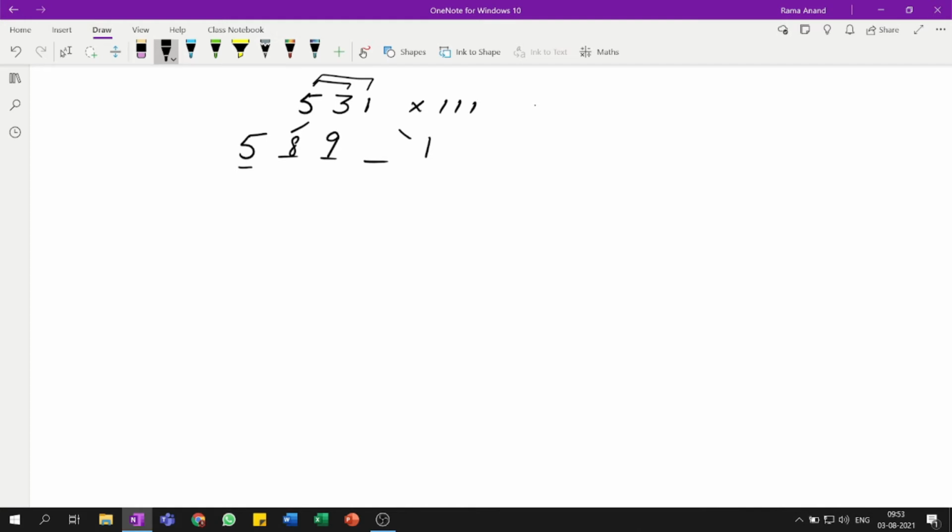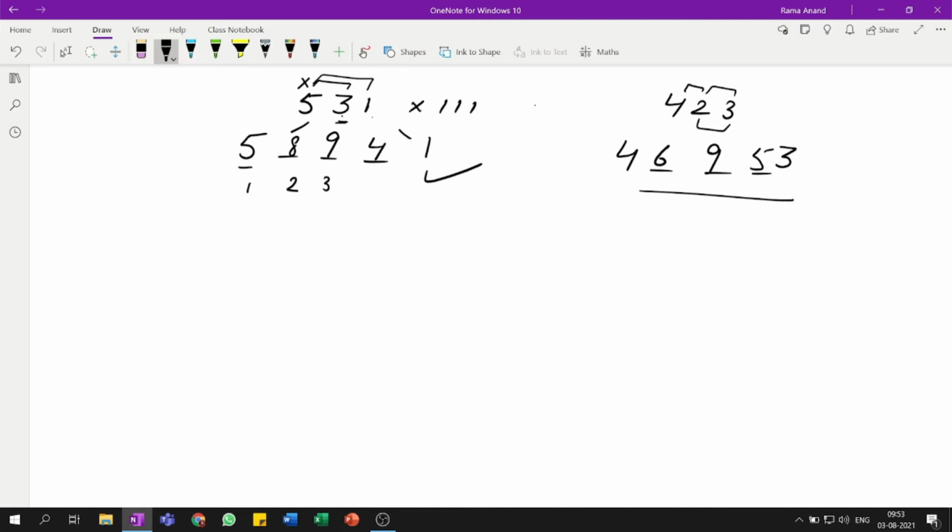Now all three combinations of 5 are done: the 3 one, the 2 one and the 1 one. Now leave 5. Next move to the 3. 3 plus 1 is 4. So this is my answer. Let me try with another number. 4, 3. In between I am having 3 digits. 4 plus 2, 6. 6 plus 3, 9 and 2 plus 3 is 5. So this is my answer.